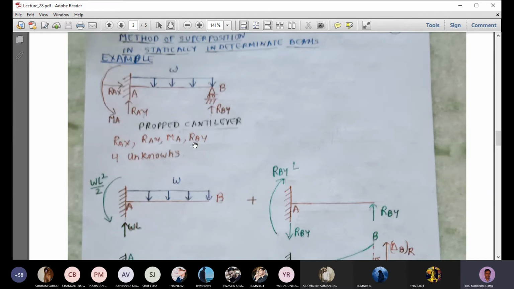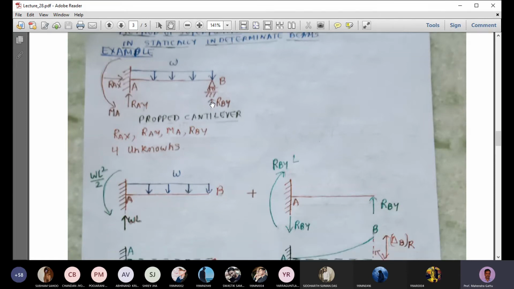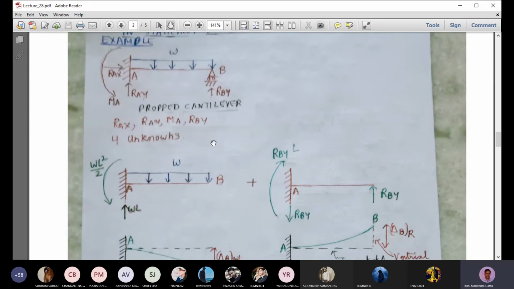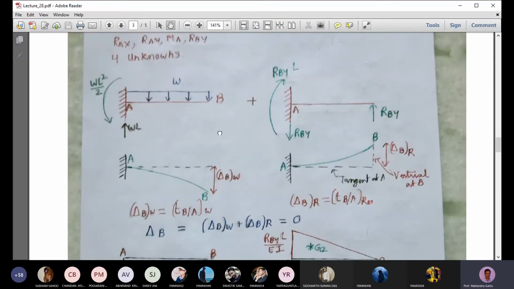If we apply the three global equations of equilibrium, we'll get only three equations, and we cannot find these four unknowns. So we need one more condition, that is a compatibility condition, or we have to look into the deflections and find the extra equation. The concept is that we will remove one restraint and allow the beam to deflect, and then at that restraint we'll apply the reaction in the opposite direction, and we'll get the final answer. So let's look at that here.